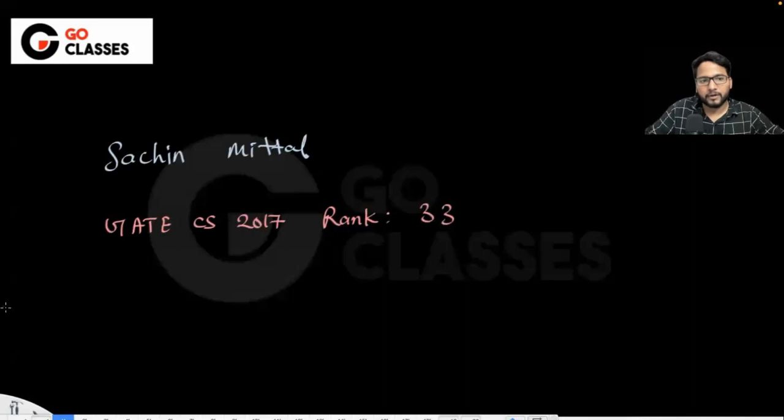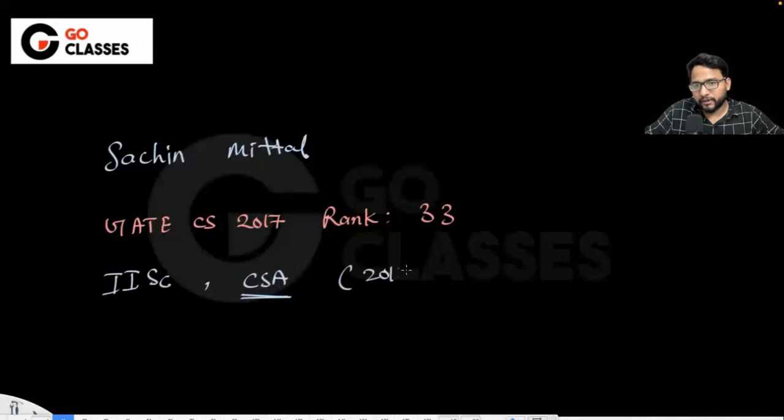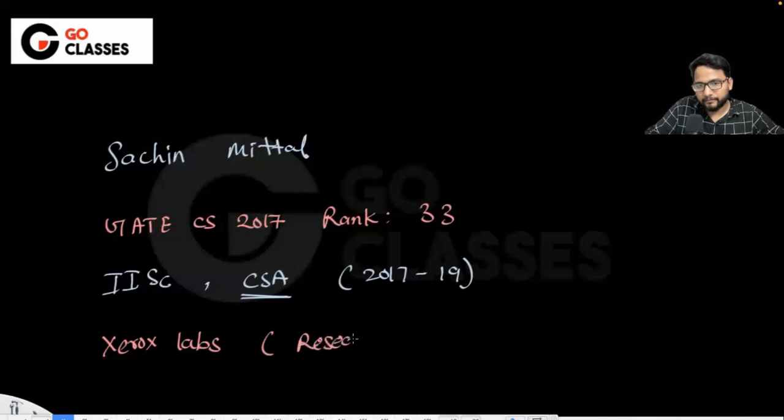My name is Sachin Mittal. I secured GATE All India Rank 33 in 2017. After that, I was at IISc in the CSA department, which is Computer Science and Automation, from 2017 to 2019. After IISc, I worked at Xerox Labs as a research engineer, and after Xerox Labs, I worked at Amazon as an applied scientist.